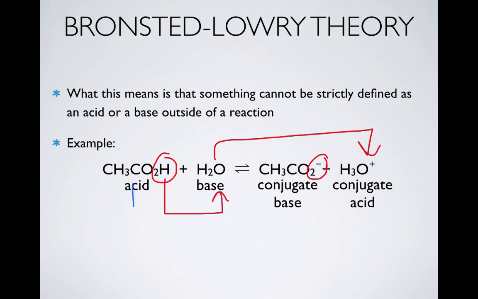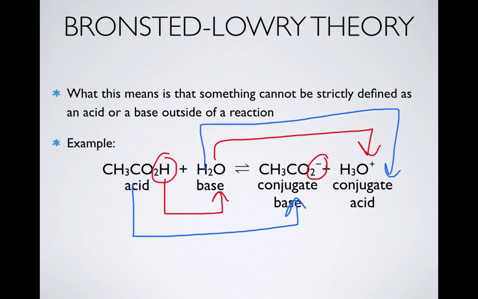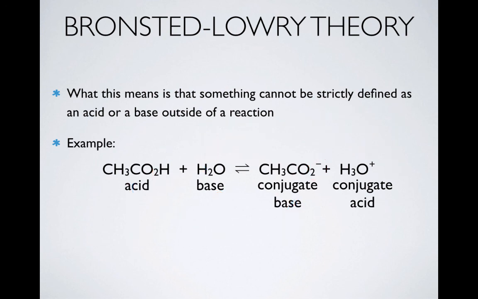So our acids always have conjugate bases, and bases always have conjugate acids. Your conjugates are always in the products, and they always differ by just a single H+ from their parent compound. So in Bronsted-Lowry theory, we're going to have acids and bases, conjugate bases, and conjugate acids. Again, here we want to say what lost an H, and we see that it was the acetic acid. What gained an H+? It was the water. So that's why we define water here as a base.